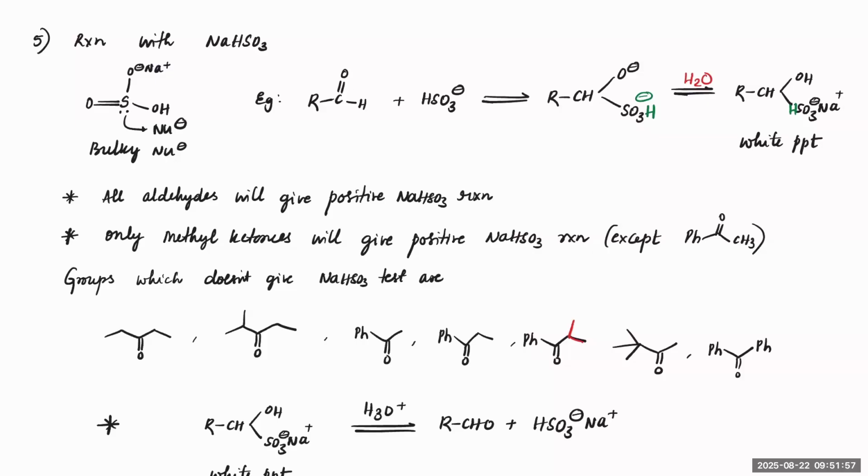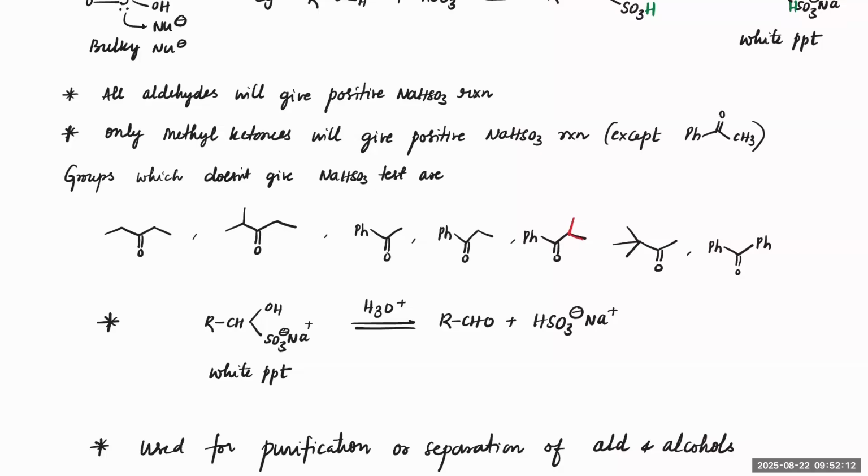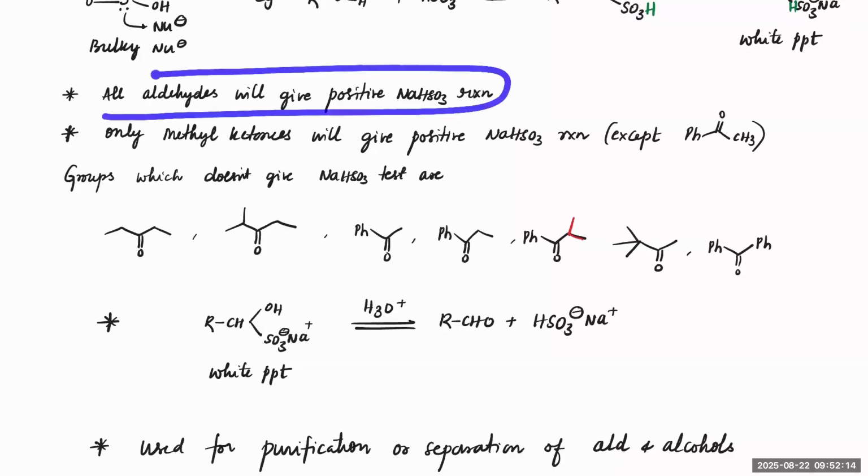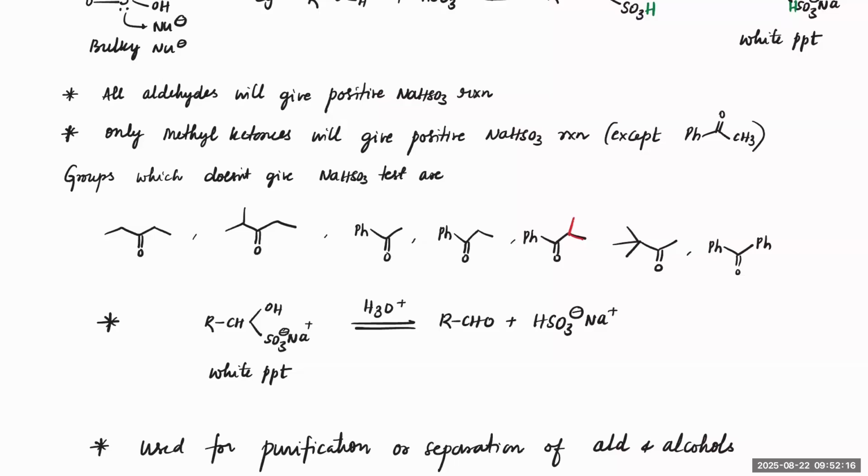Clear? Yes sir. Now this is also reversible. That means if you use it in acidic medium here, again, sorry, basic medium here, the reaction will go in the backward direction and again you will get an aldehyde form. Now this is very interesting to notice that all the aldehydes will give a positive sodium bisulfite test. It's a very important test to determine the presence of aldehydes and ketones.